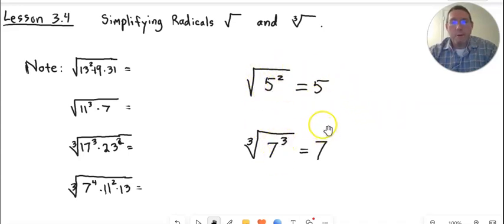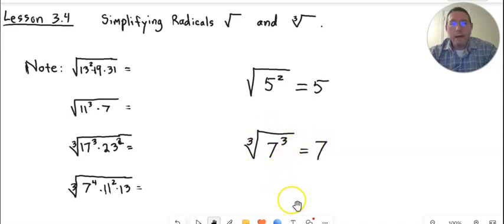The basic idea you have to have is that square root basically just means undo square. That's all it means. So the square root of 5 squared is 5, because the square root is undoing the square. It's the same thing with a cube root or a 4th root or a 5th root. The cube root of 7 cubed is just 7. A cube root undoes a cube.